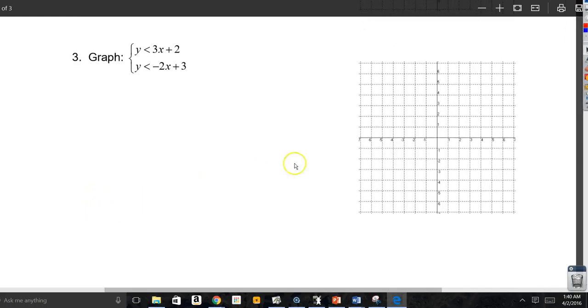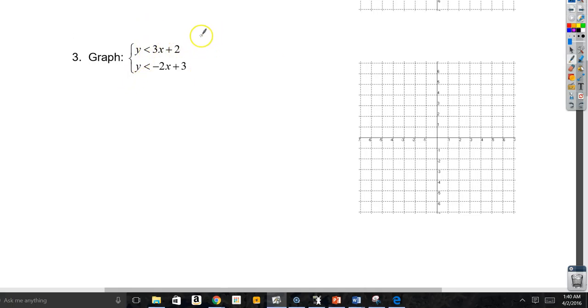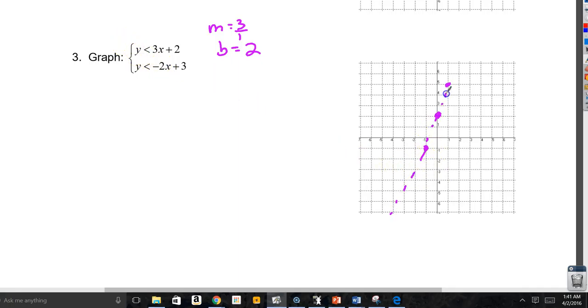Alright, this is a system of inequalities. And this one, it's got our slope. It has our y-intercept. So 2, up 3 over 1. And it is a dotted line. And it says y is less than. So we're going to shade this side.